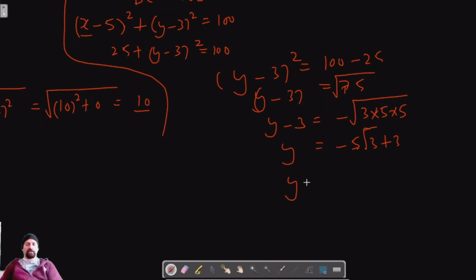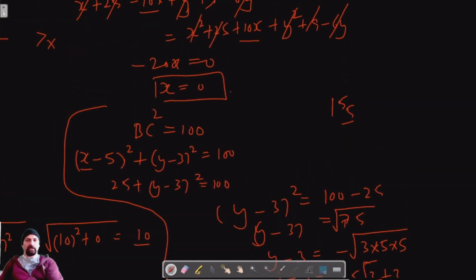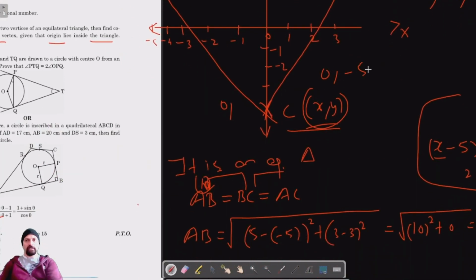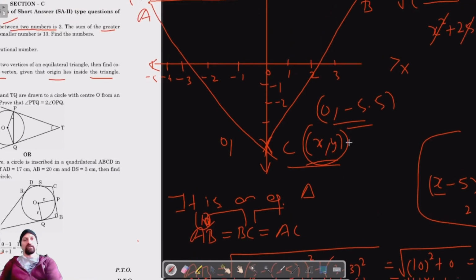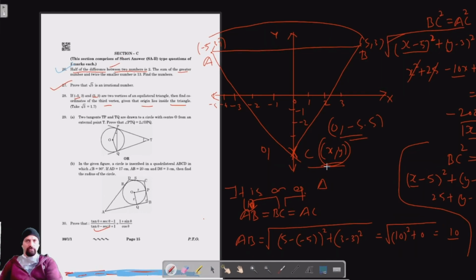root 3 plus 3, and the value of root 3 is 1.7, which gives me 7 5s are 35. So 17 into 5 is 7 5s are 35, so 8.5, negative 8.5 plus 3, which gives negative 5.5. So the coordinate y is negative 5.5 and x is 0. So our third coordinate is 0 comma negative 5.5. Okay, this solves our question number 28, and let's move on to question number 29, first part.